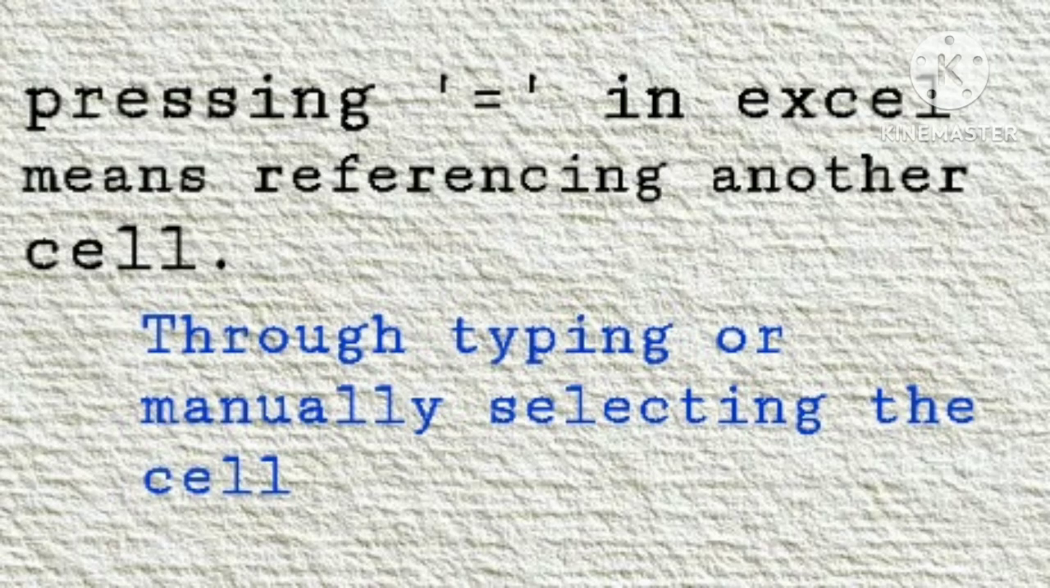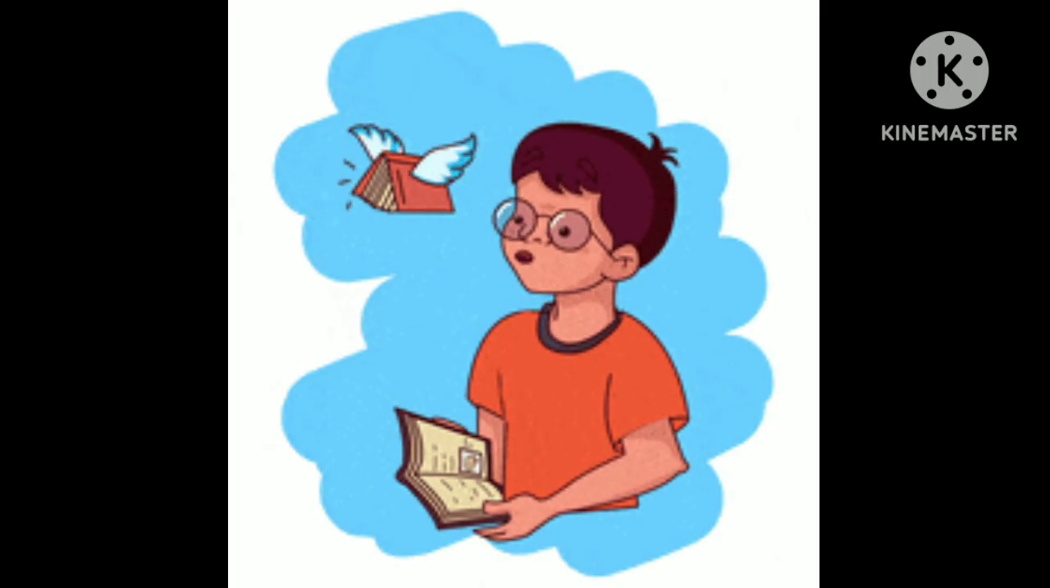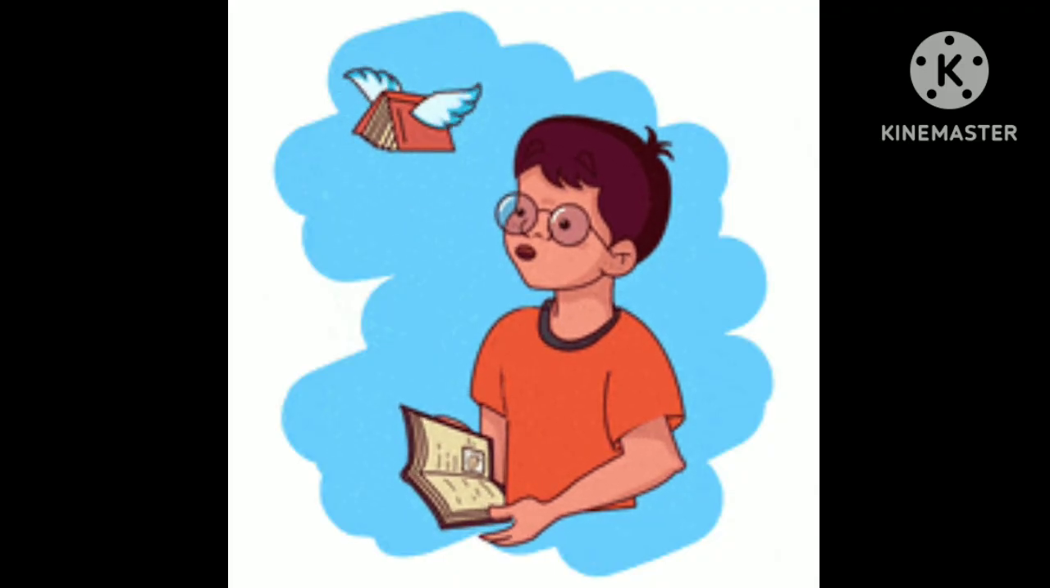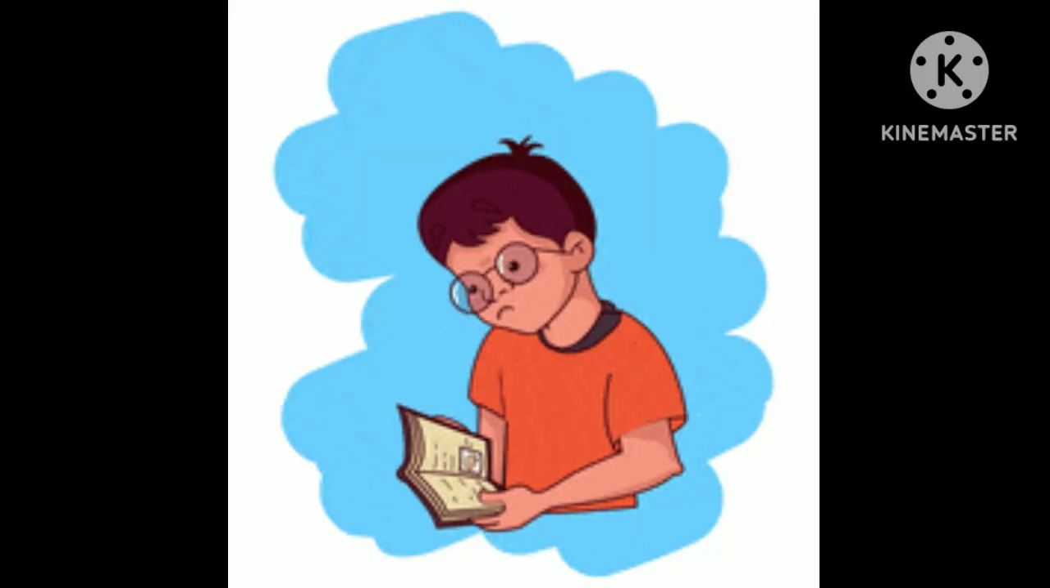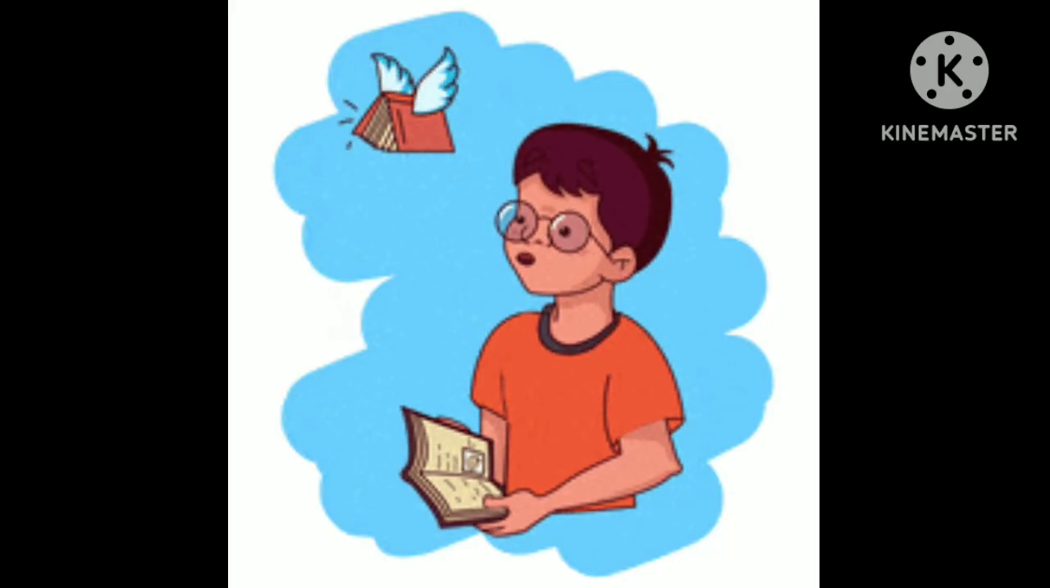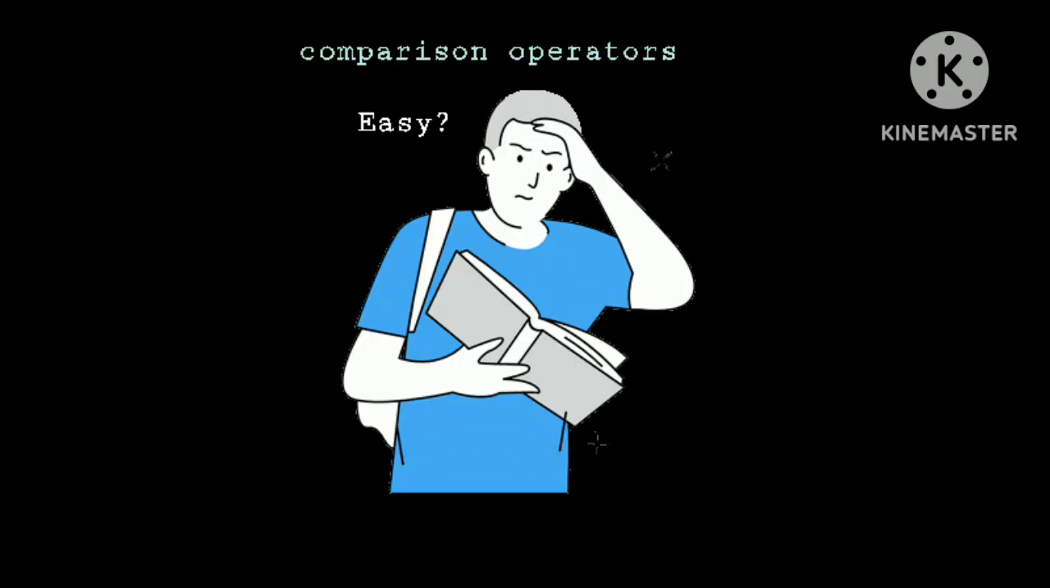When you type equal, you're referencing something else, usually another cell, either by typing it or selecting it. It's basic, but when you are relearning, even fundamentals can slip. Reinforcing these early on helps later when things get more complex.